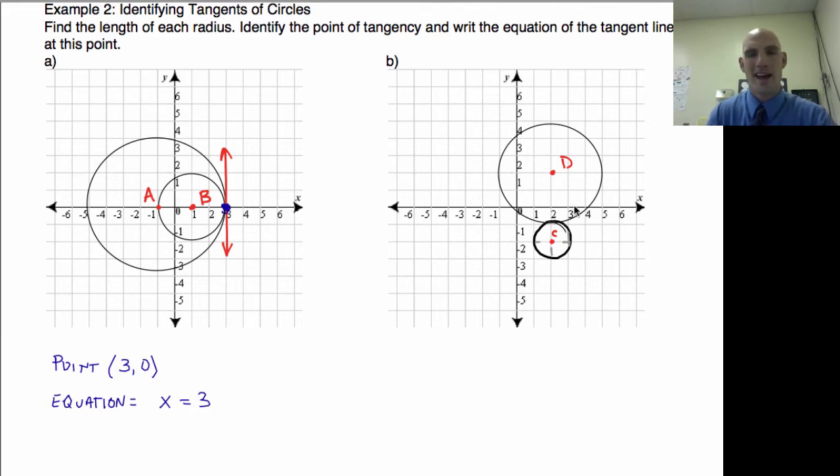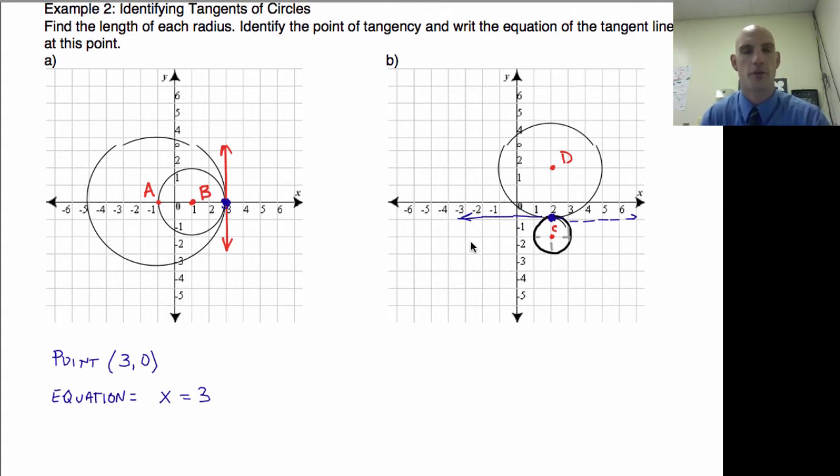You can do this one. The point of tangency for this one, since they're not inside of each other, is going to be right here, and the equation is going to be implied. It's going to be along this way, so you can try that one on your own. This equation here is going to be a y equals equation. So go ahead and try that one on your own.